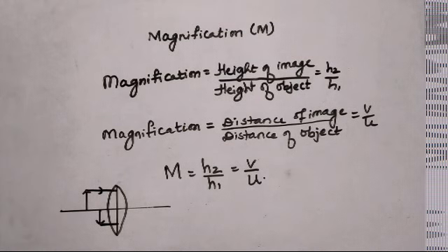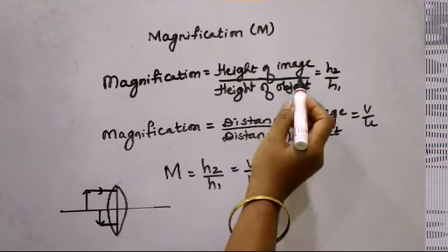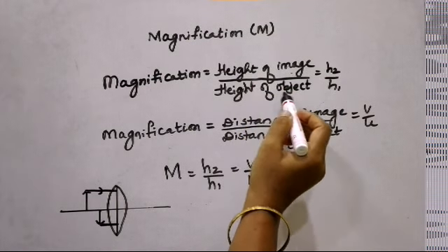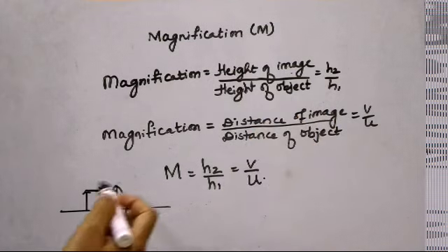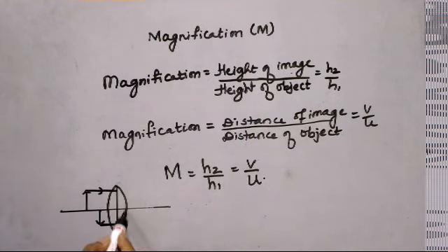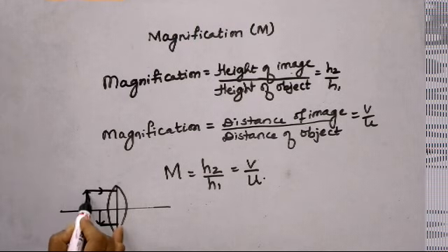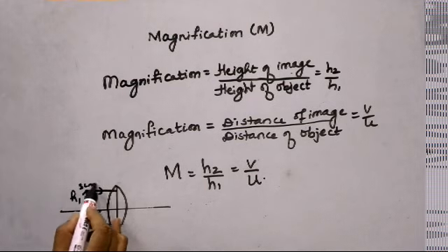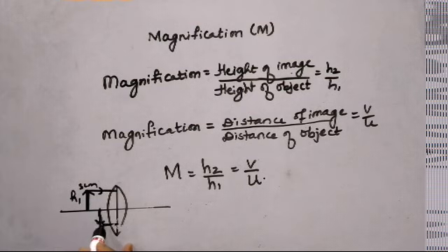Magnification. The magnification produced by a lens is similar to that for spherical mirrors. And what is meant by magnification? Magnification which is produced due to a lens is the ratio of height of image to the height of the object. Okay. So for example, this is the lens, this is the object. So if I take the height of the object as h1, suppose it is 3 centimeters, and this is the image. So the height of the image is taken as h2. Suppose the height of the image is 2 centimeters.